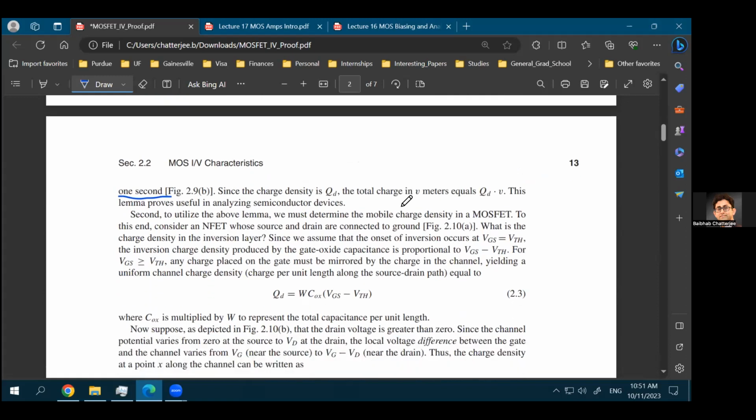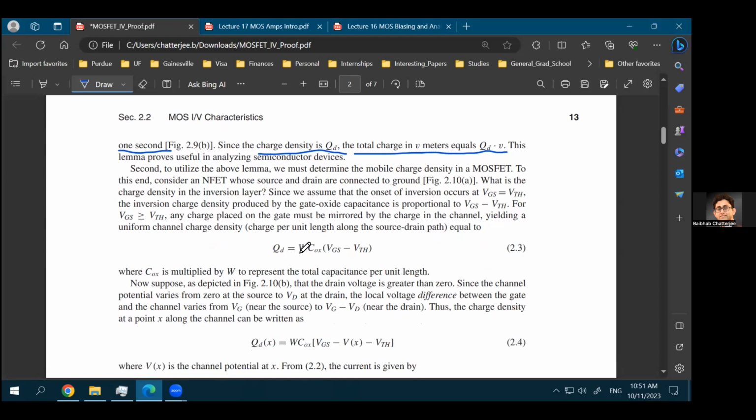So if that is true, then if your charge density is QD, then the total charge in V meters will be QD times V. The total charge in the volume will be QD times V, because the charge density per unit area was QD, and that entire charge is moving through the bar by V meters within 1 second. So the total amount of charge within V meters that is moving in 1 second is QD times V. That is also another way you can interpret it.